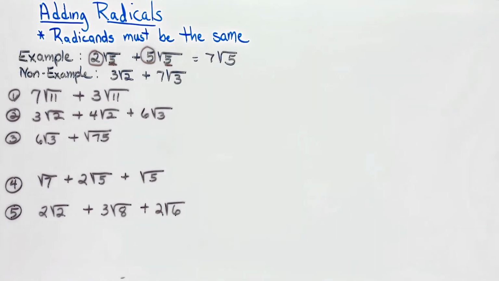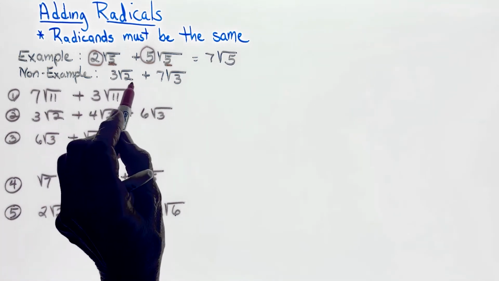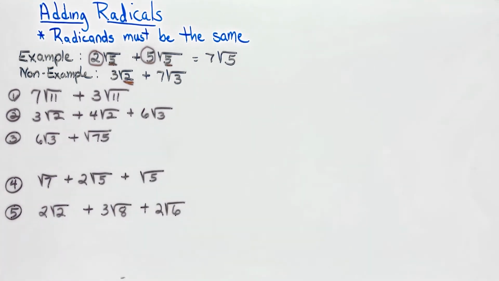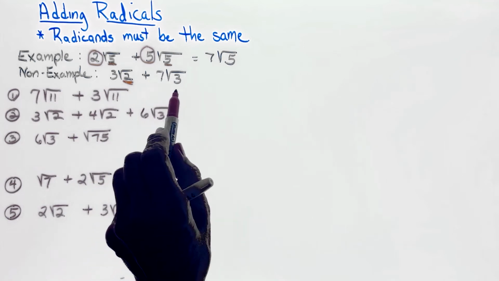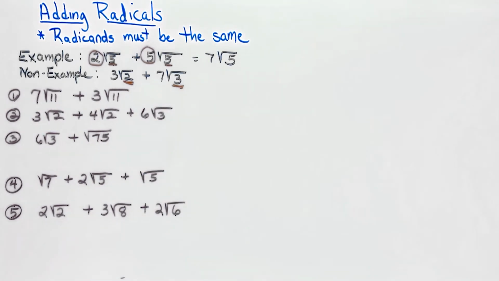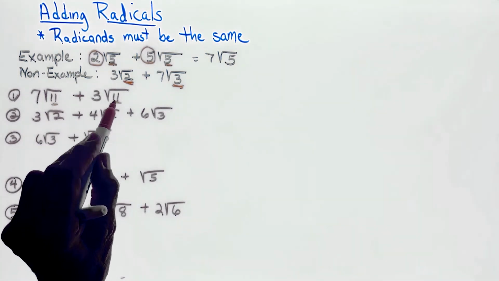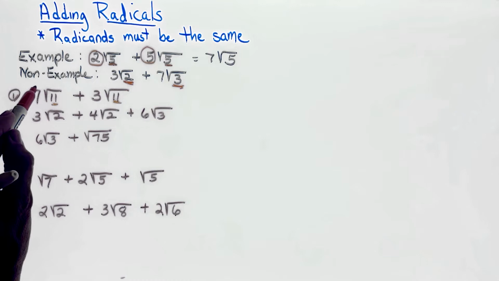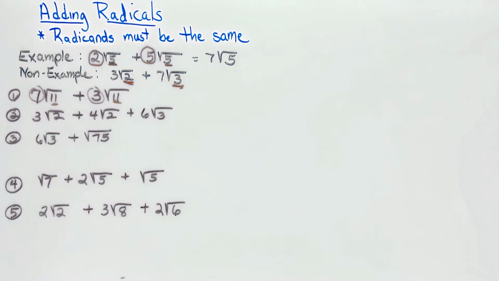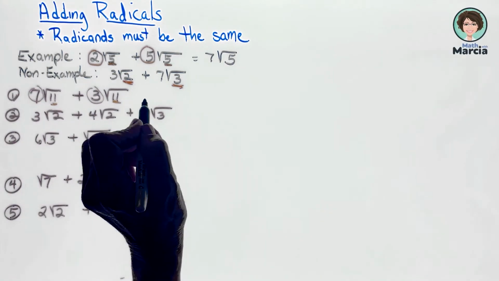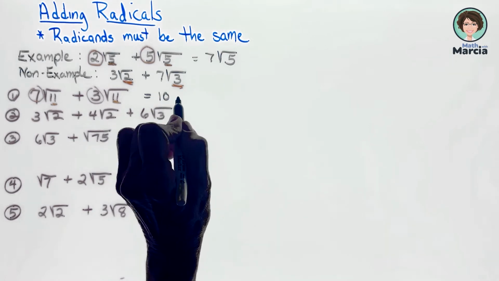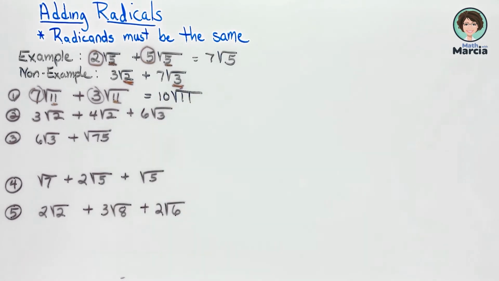The non-example shows you that we have a 2 as the radicand, and we have a 3 in the square root symbol as our radicand. So that's in simplest form. We can do nothing with that expression. Looking at number 1, I have 2 11s, so I am able to add the 7 and the 3, which gives me 10 square roots of 11.